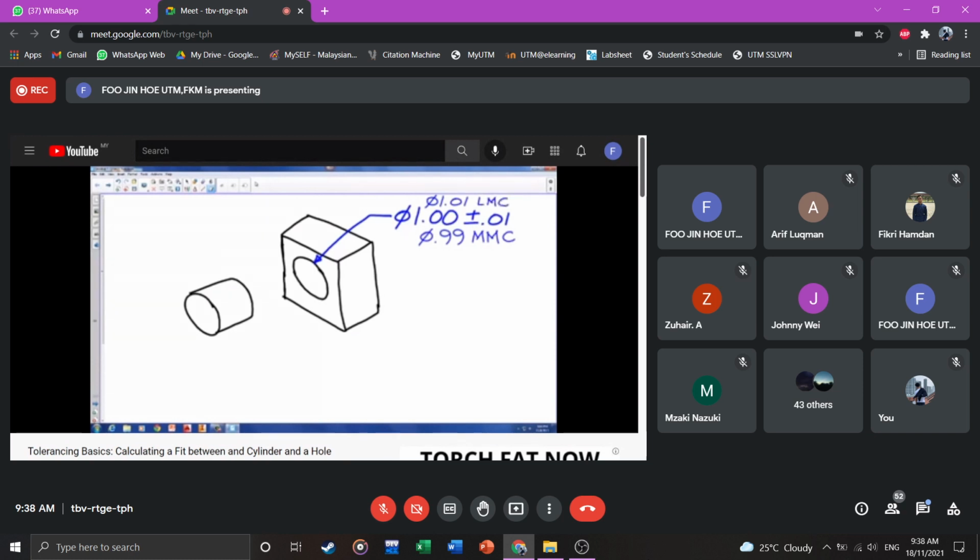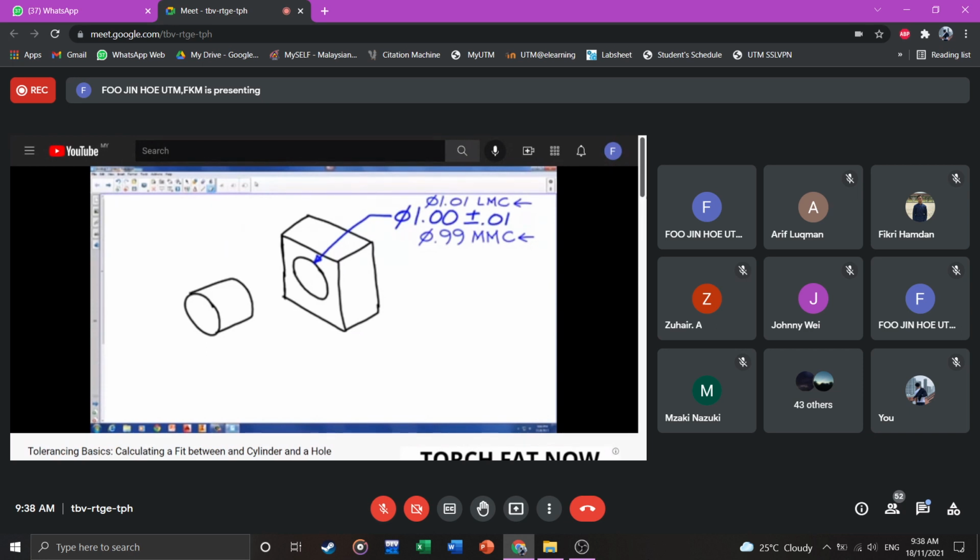Now let's think about that for a second. When the hole is at 1.01, when it is at its largest diameter, we've actually removed more material from the part. That's why it's at least material condition. When the hole is at 0.99, there's more material remaining because the hole is smaller, and that's why we say it's at maximum material condition.